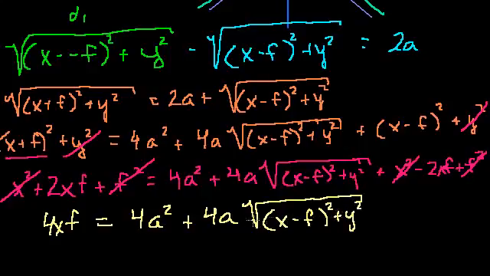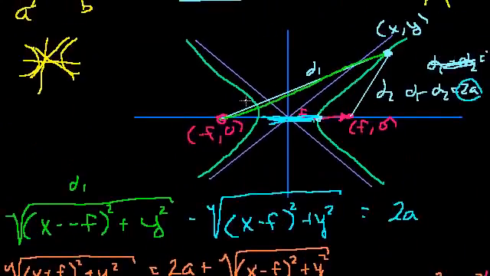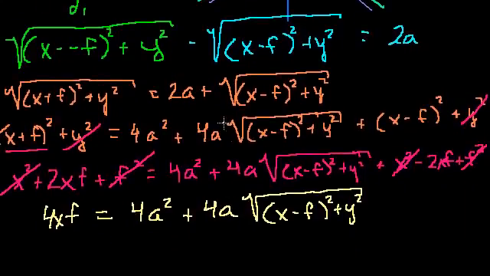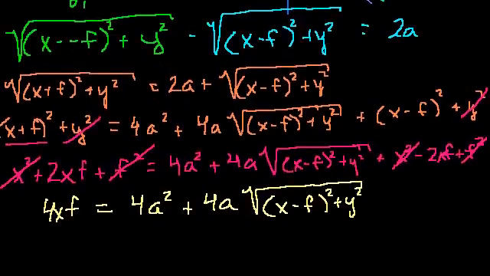It's easy to get lost in the algebra. Remember, all we're doing, just to remind you of this whole point, is simplifying the difference of the distances between these two points, and then seeing how it relates to the equation of the hyperbola itself, the a's and the b's.